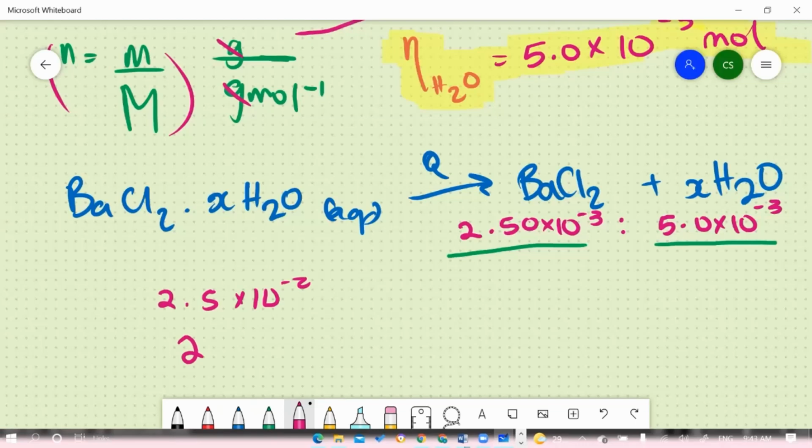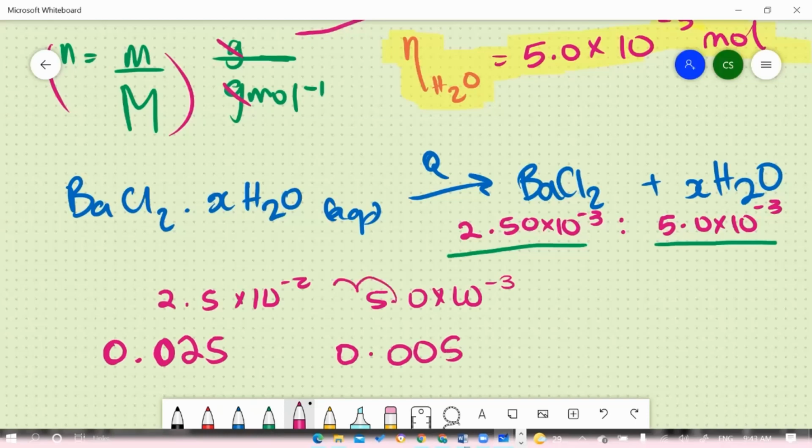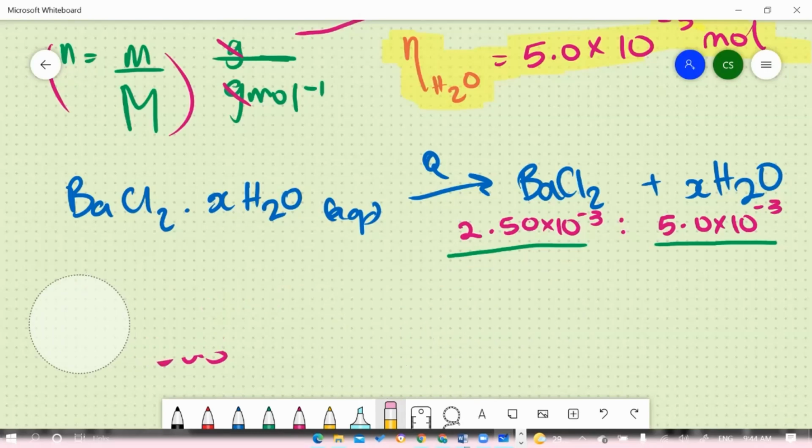If you write it out, it would be going back 2 spaces, correct? So it would be 0.025. And 5.0 times 10 to the minus 3 would be going back 3 spaces, so it would be 0.005. 1, 2, 3, correct? That's smaller, true. The further back you go, the more zeros you will have. So that's why it would be the smaller number, right?